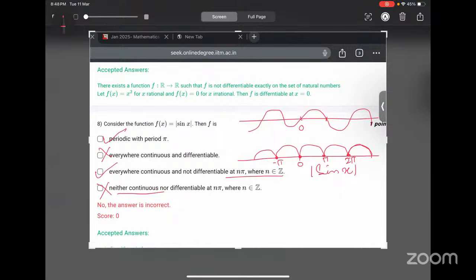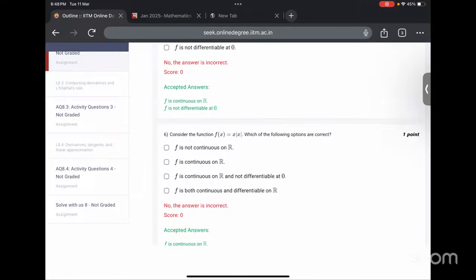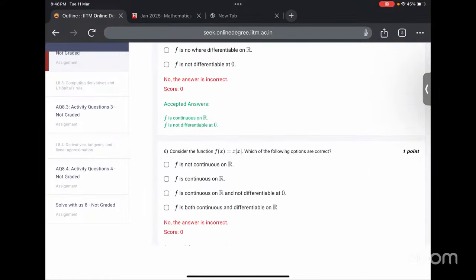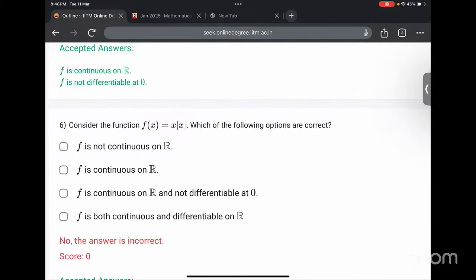No? Okay. What about this one? Sixth question. What do you think the first option? First option? Whether it is true or not.